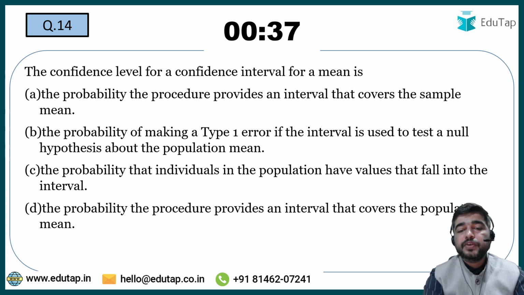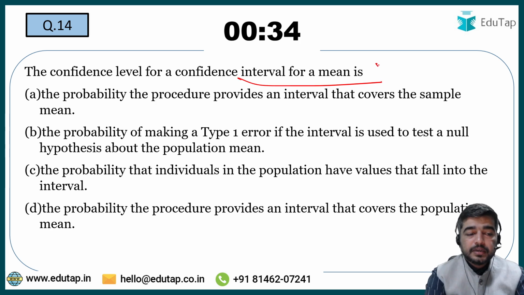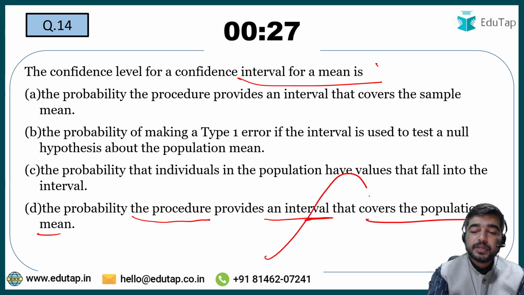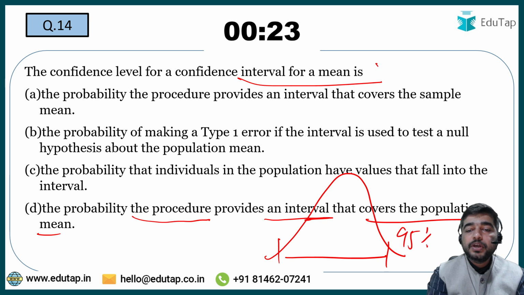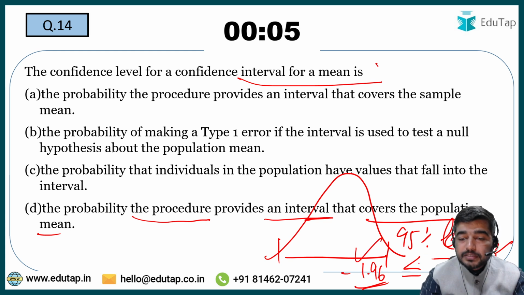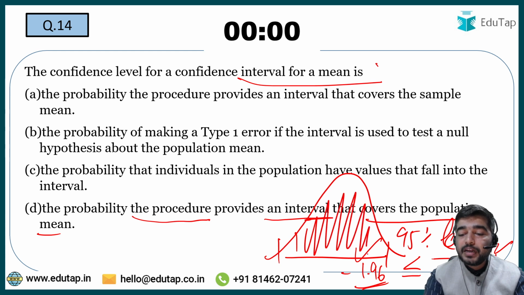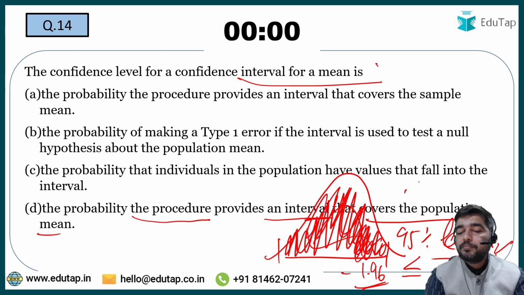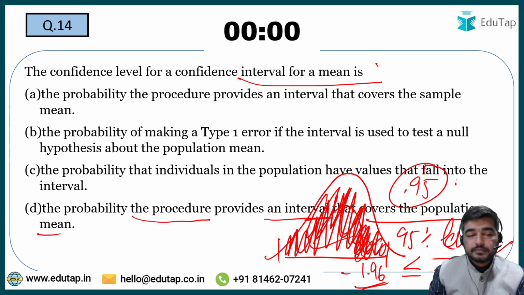The confidence level for a confidence interval for a mean is the probability that the procedure provides an interval that covers the population mean. For example, a 95% confidence level gives you an interval of Z between negative 1.96 and 1.96. These are class intervals, and this provides the probability that the population mean lies within this interval. Here the probability is 0.95. Fine. So the answer will be D.